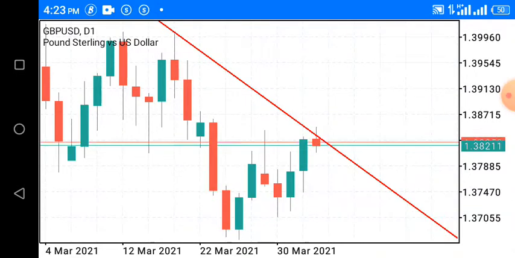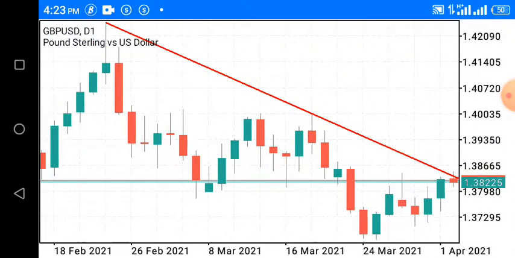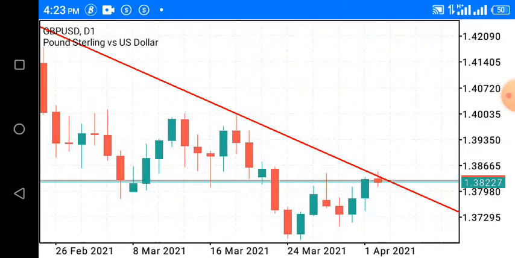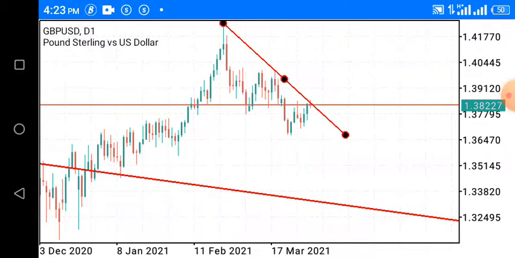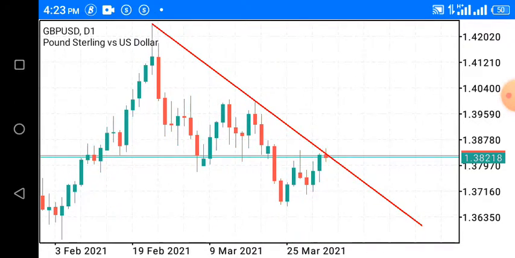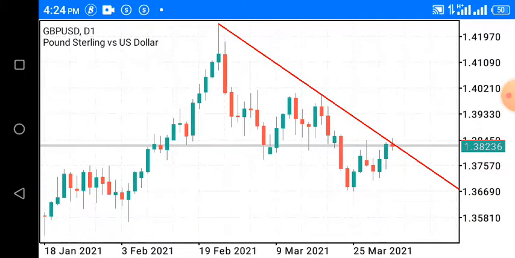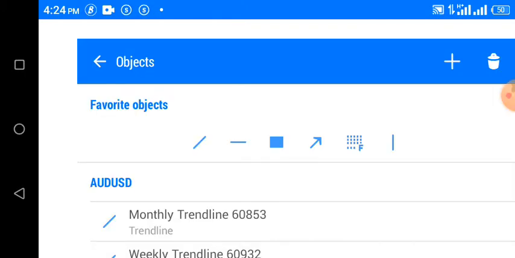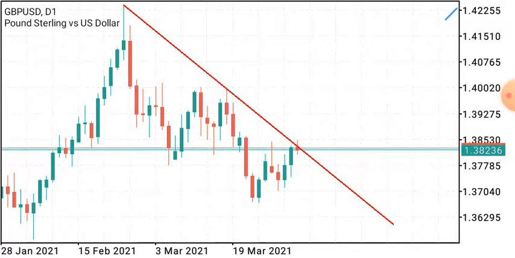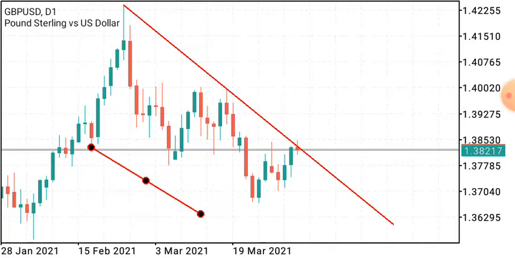And right now we are having a third touch on this trend line. Look at this place. This was the first touch, second touch, the third touch right now. Okay, let me make it nice.